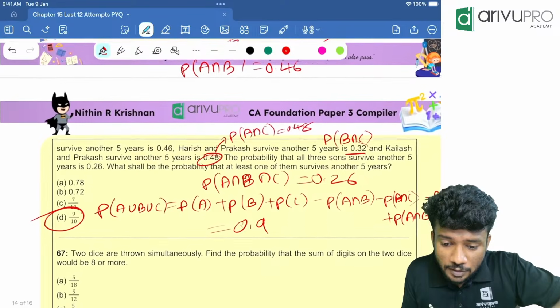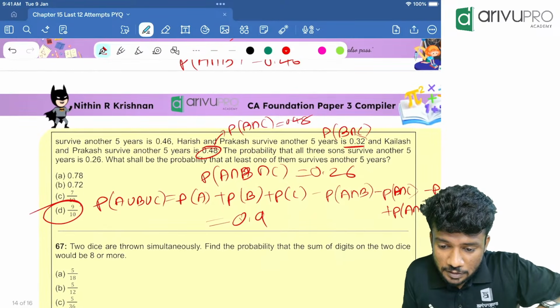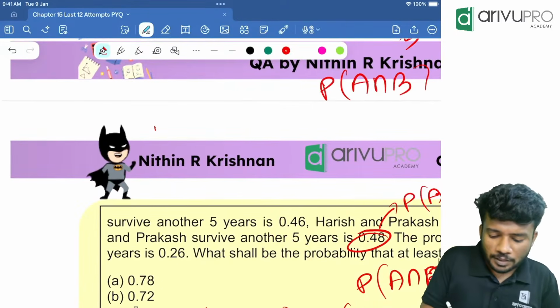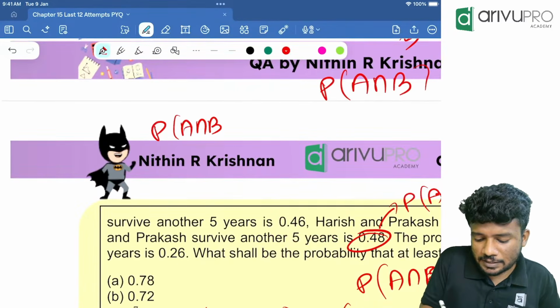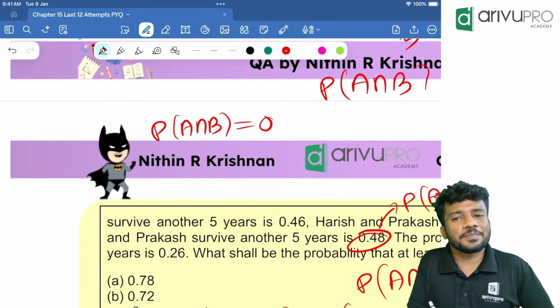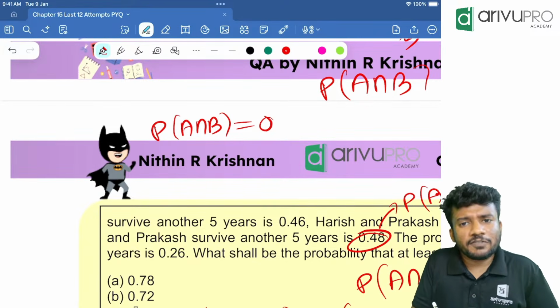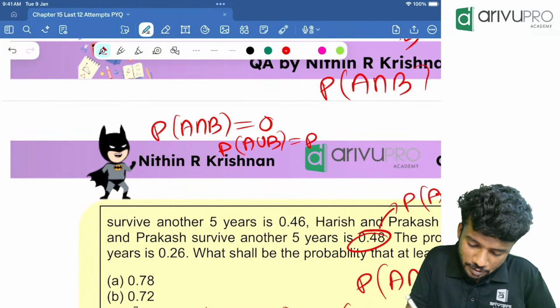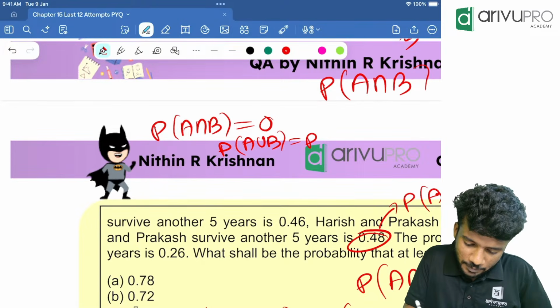Sir, I have one doubt in mutually exclusive event intersection. So mutually exclusive events means what? P of A intersection B is equal to 0. That is the basic meaning of that. So when P of A intersection B is equal to 0, we can write the formula of P of A union B, that is P of A. Why is it not coming?